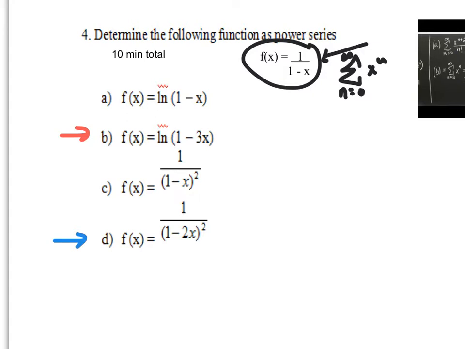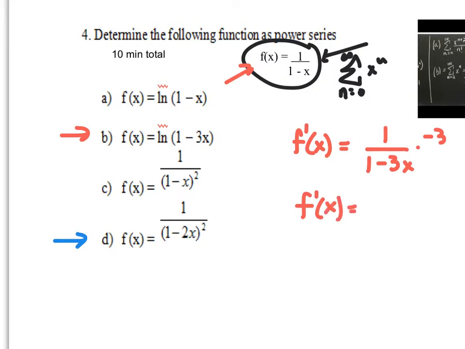So when I look at this function in part B, what I see is if I take the derivative, I'm going to get something that looks like f of x equals 1 over 1 minus x. So I'm going to take the derivative. Okay, so the derivative of f of x is going to be equal to 1 over 1 minus 3x times the derivative of the inside, which is negative 3. Therefore, f prime of x will equal negative 3 over 1 minus 3x.